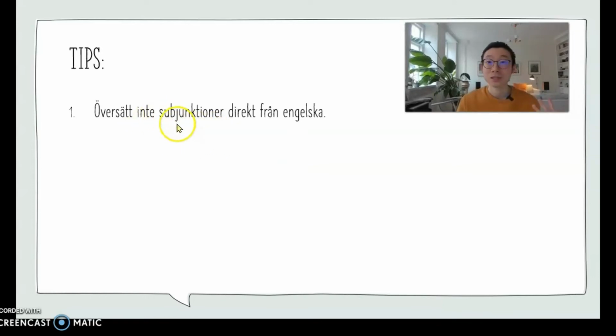Don't translate the subjunctions directly from English, because there is a very high chance you would make mistakes if you try to translate subjunctions. Probably it's more feasible to translate verbs or nouns, but subjunctions, stay away from them. Don't translate directly from English. And don't use Google Translate for them either.